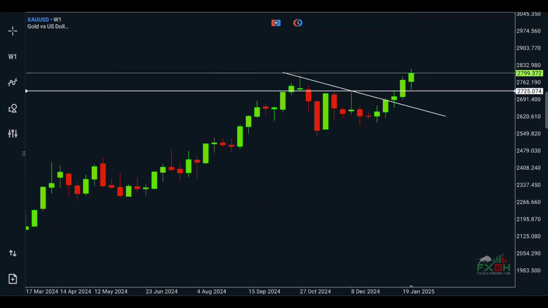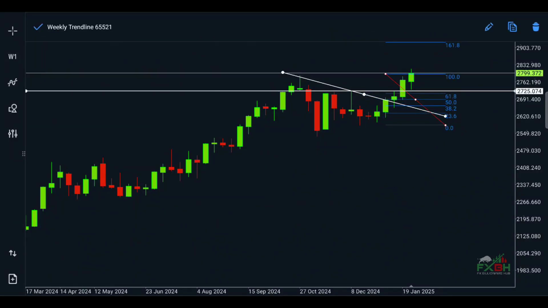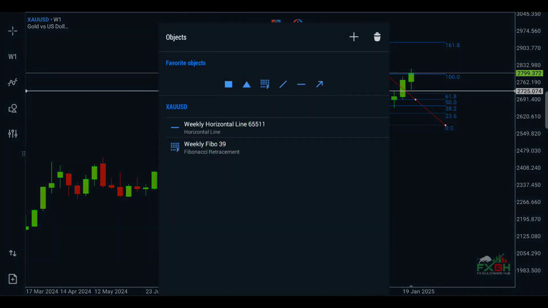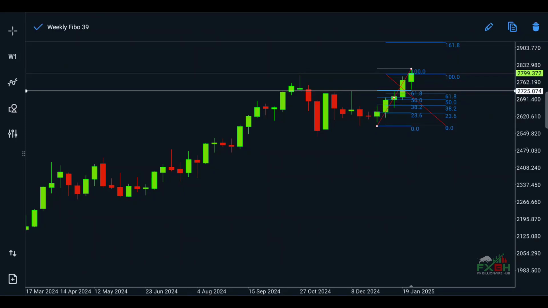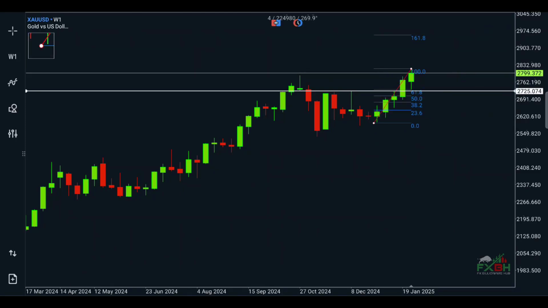If we try to take a Fibonacci retracement from lower zone to higher zone, let me remove it and draw it again from higher to lower. Let me remove the previous one. Okay, I drew it perfectly. As you can see there, it already hit our higher zone and is trying to go down.